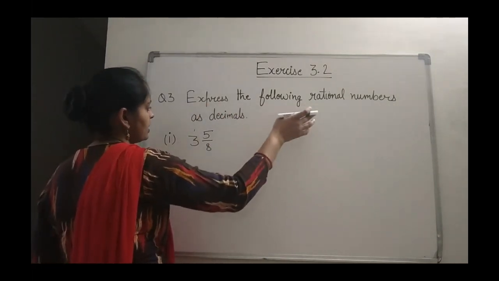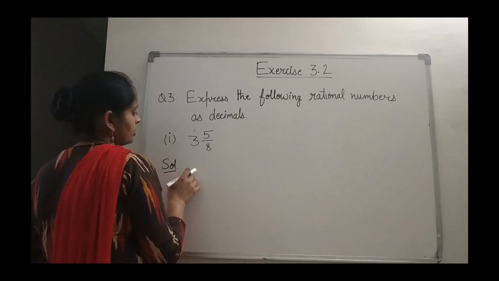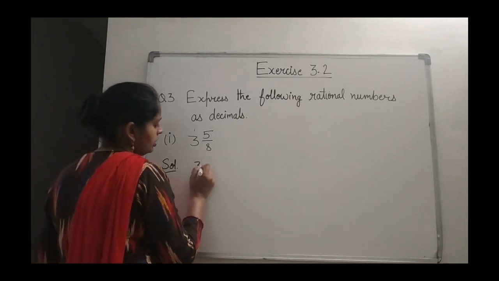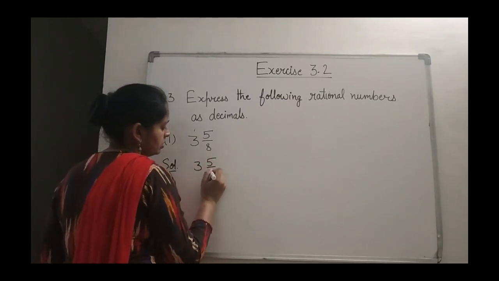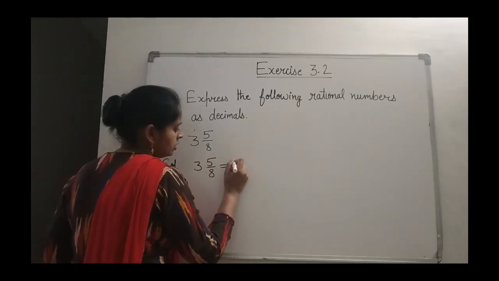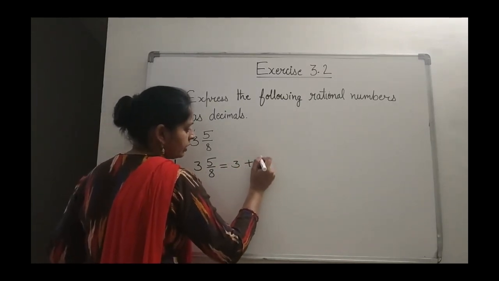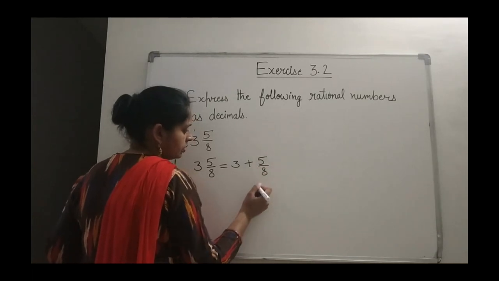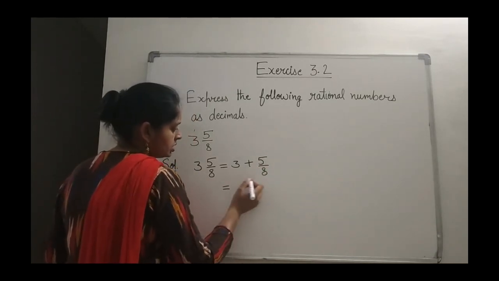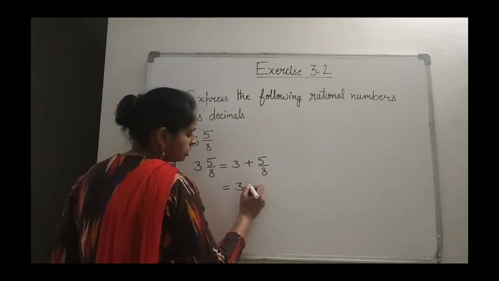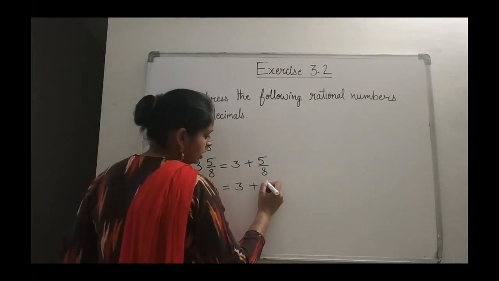Now see the third question. Express the following rational numbers as decimals. 3, 5 by 8. We have to write it into decimals. So 3, 5 by 8 is equal to how much? 3 is the whole part, so 3 plus 5 by 8. Okay? And this is a fractional part, so we have to convert this into decimals.